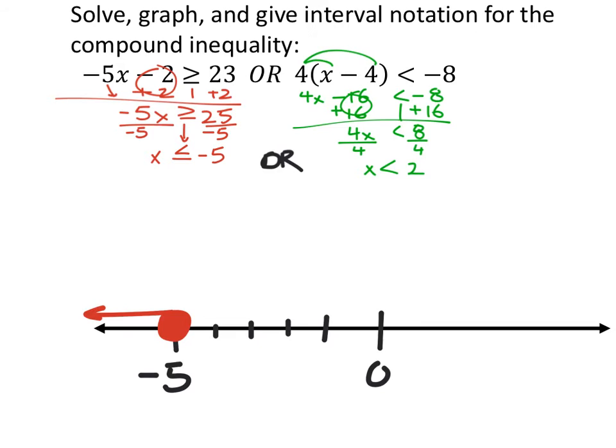Now the green, though, it's 2 to the right of 0. That's +2. This one's an open circle because it's not equal to 2.